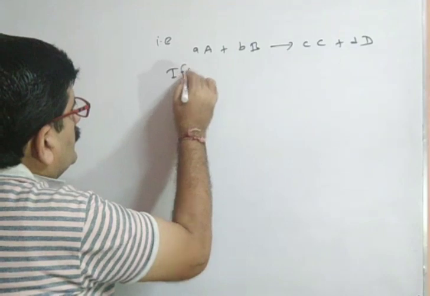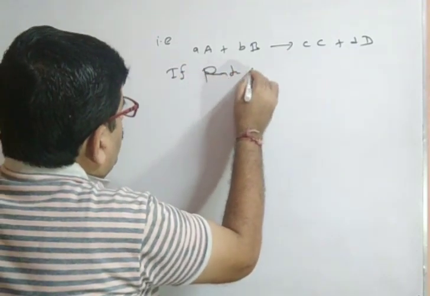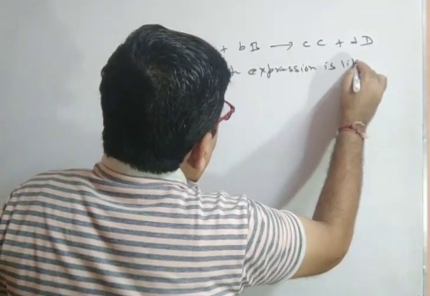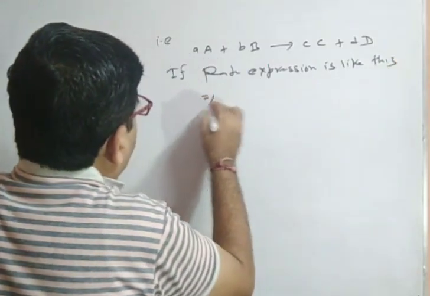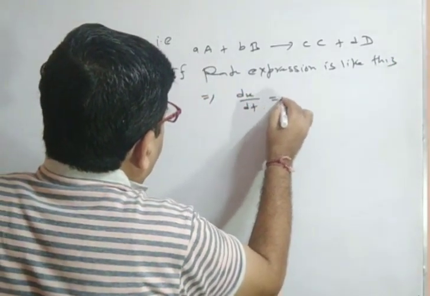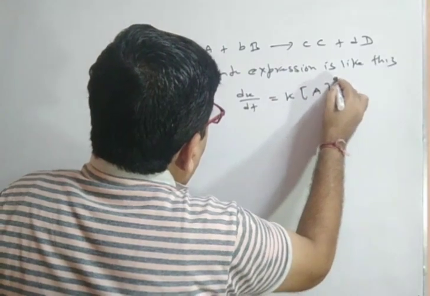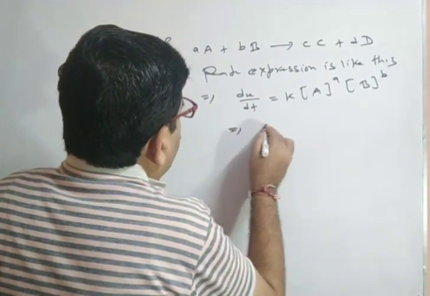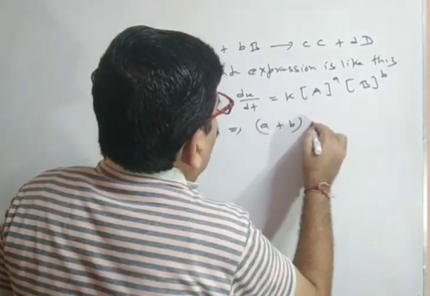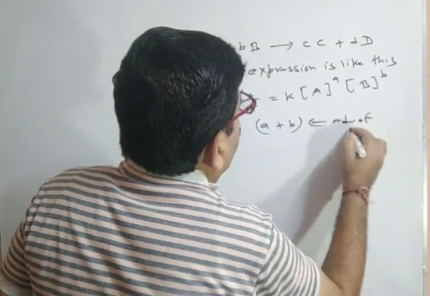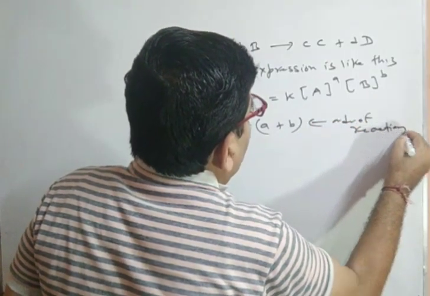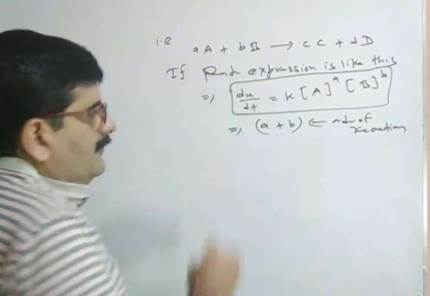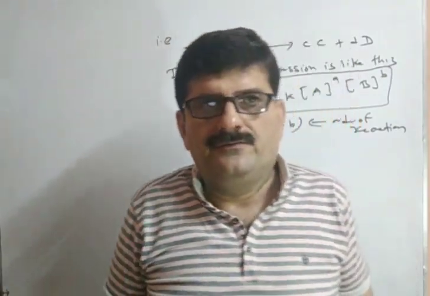If rate expression is like this, that is dx by dt is equal to k, then the sum of a plus b is called what? Order of reaction. This rate expression is an experimental fact.